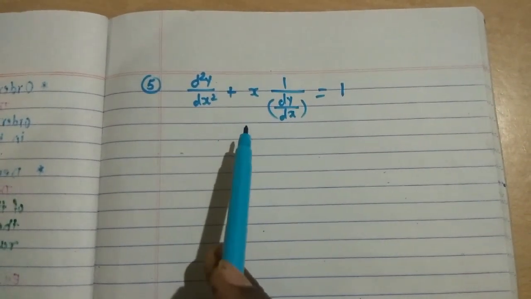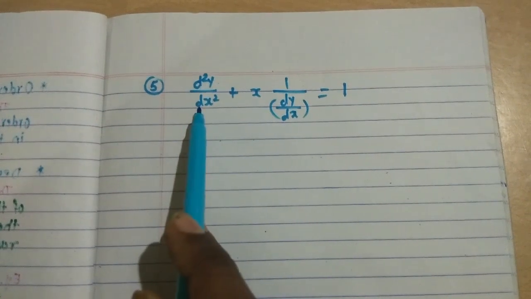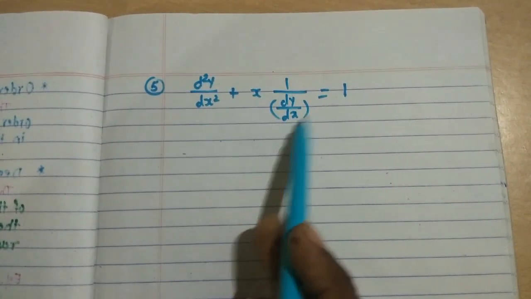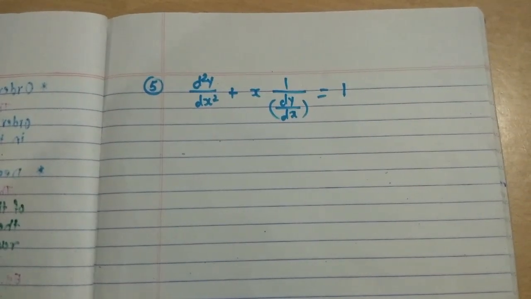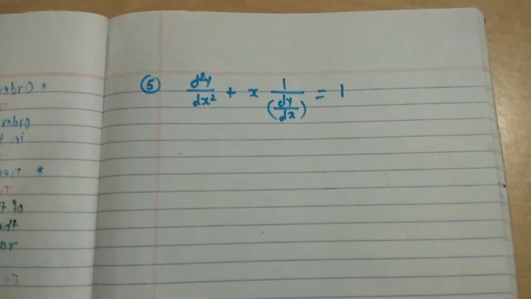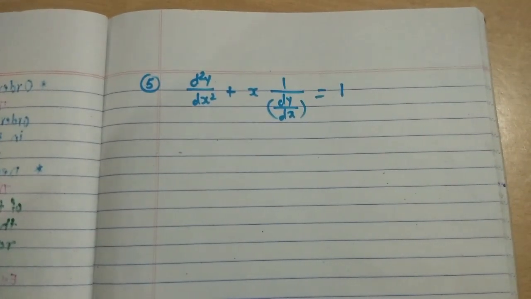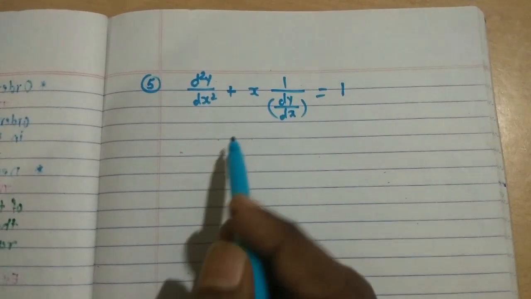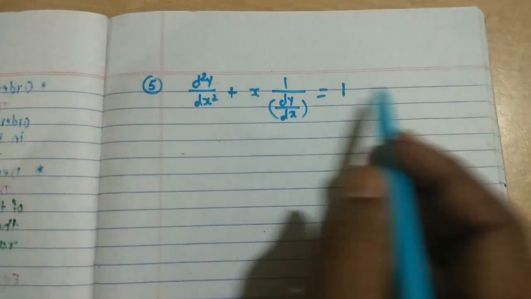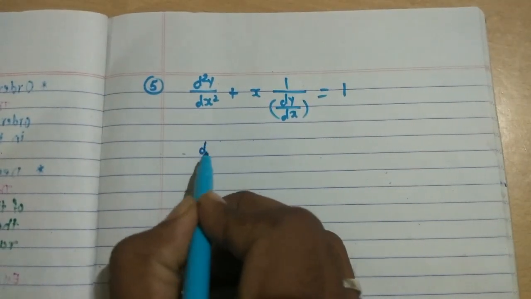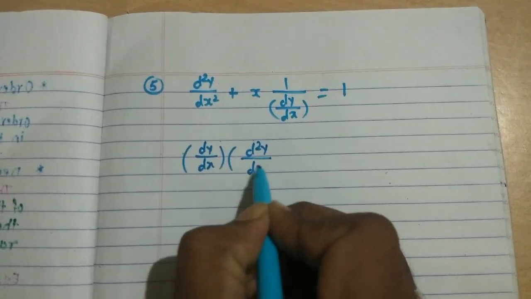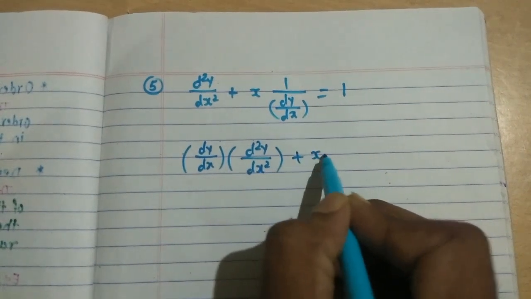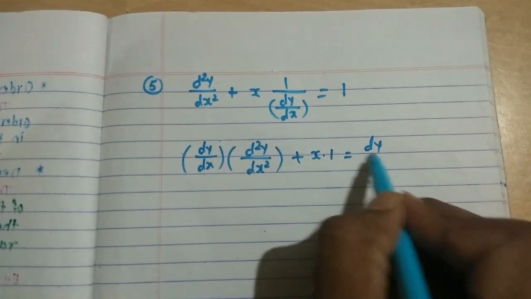Now come to this example number 5. d square y by dx square plus x into 1 upon dy by dx equal to 1. So there is a term dy by dx in the denominator. So if there is a derivative in the denominator, you have to remove that part. How will you remove it? By multiplying that term to the entire equation. So multiply dy by dx to this equation, and you will get dy by dx into d square y by dx square plus x into 1 equal to dy by dx.